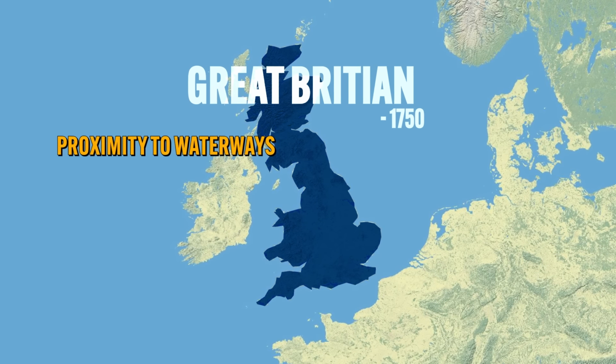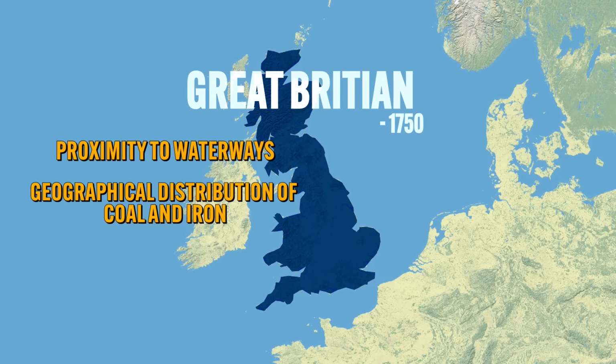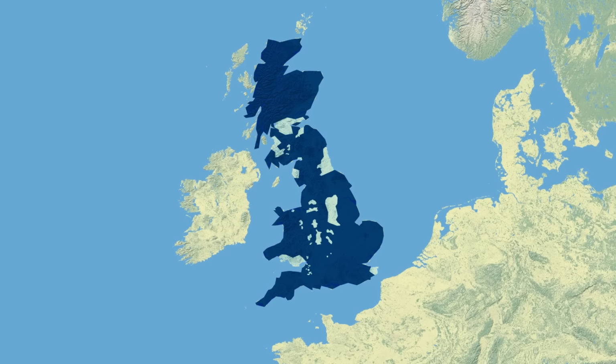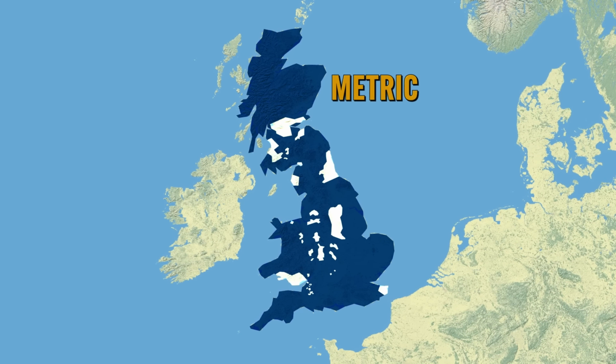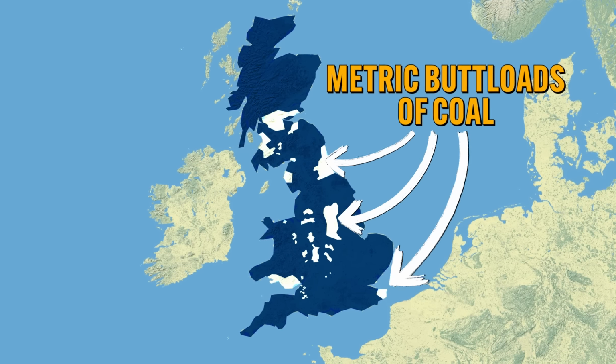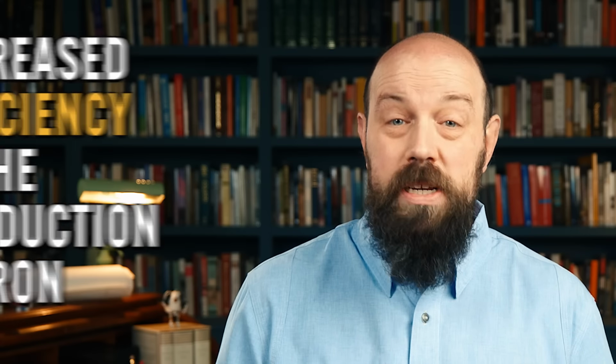Anyway, the second factor that led to Britain's industrialization is their geographical distribution of coal and iron. As it turned out, the first phase of the Industrial Revolution would be powered by the burning of coal, and Britain had the profound geographical luck to have metric buttloads of it buried beneath their soil. Additionally, coal power enabled Britain's increased efficiency in the production of iron, which they used to construct bridges and machines and railroads, all of which contributed to their rapid industrialization.